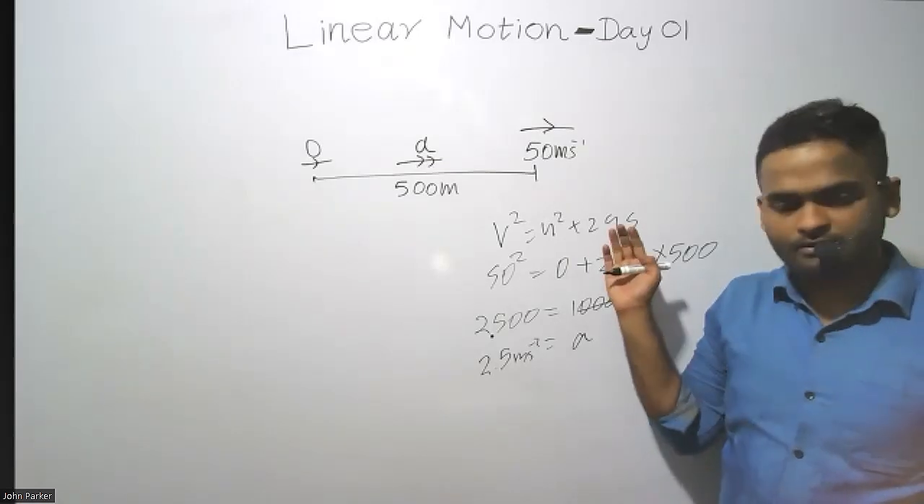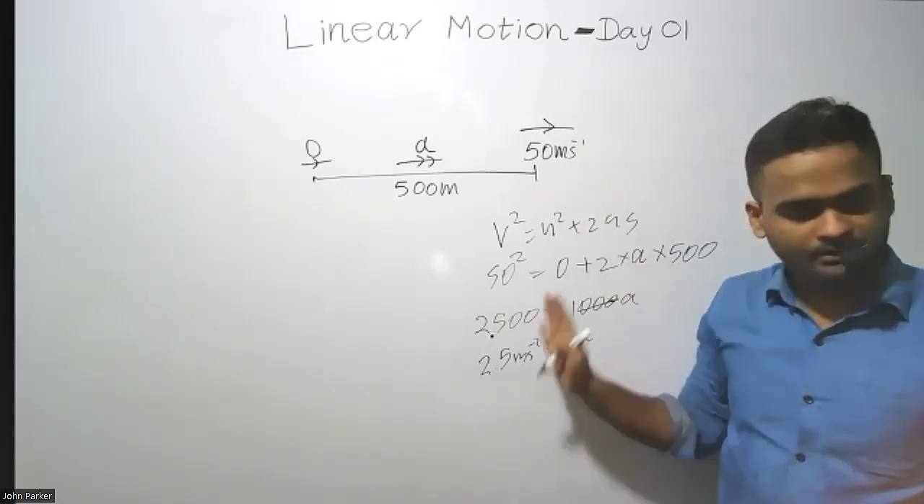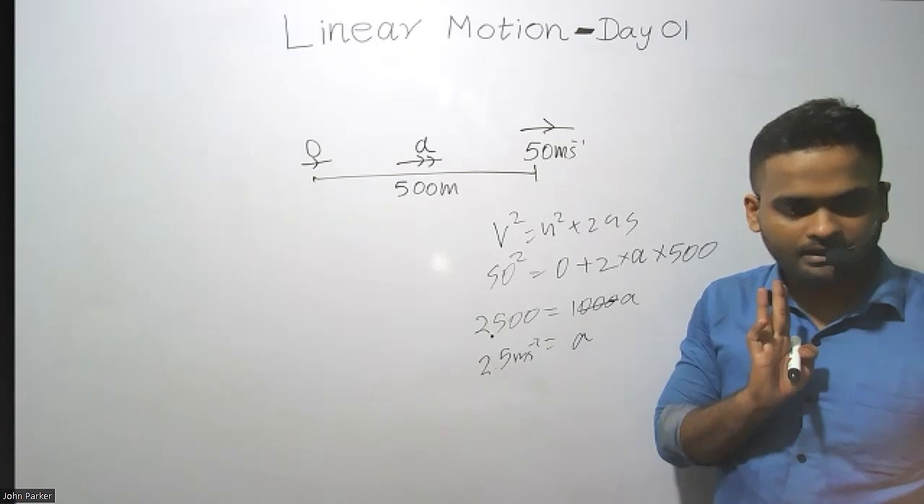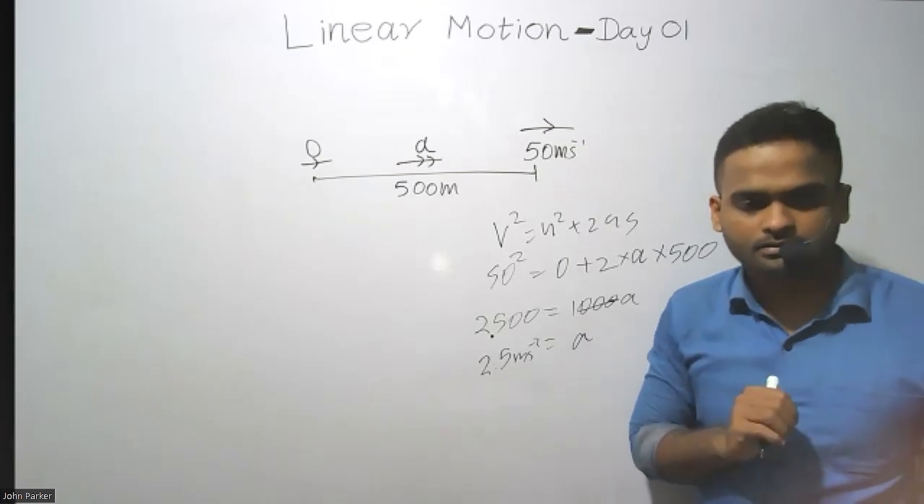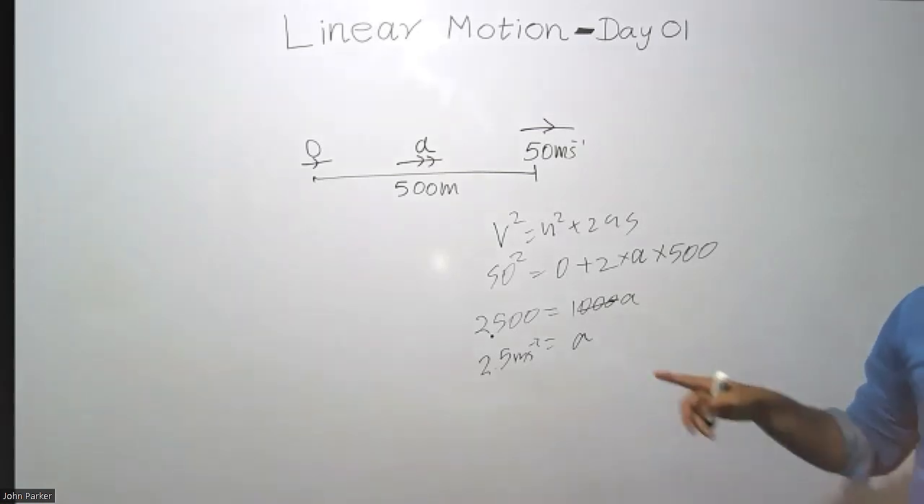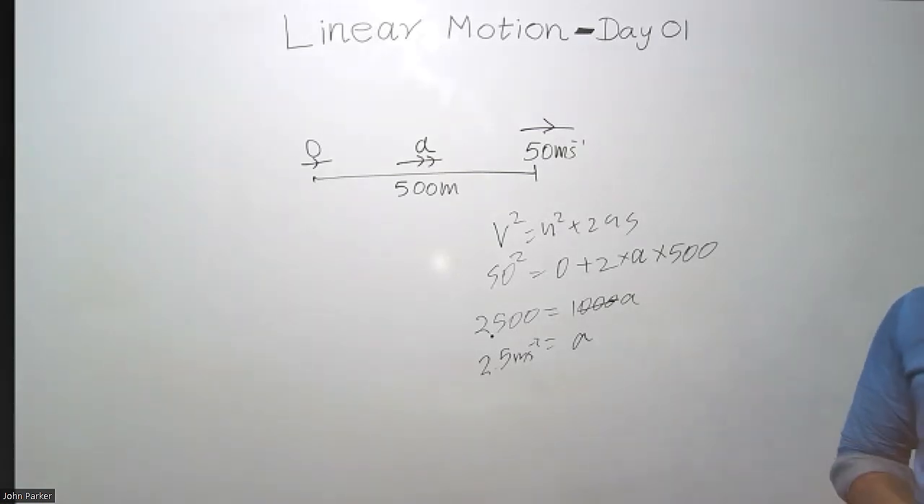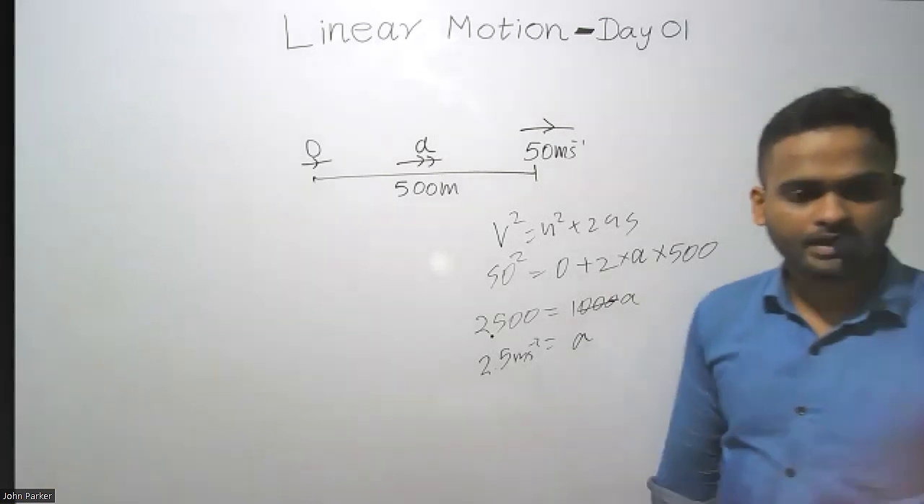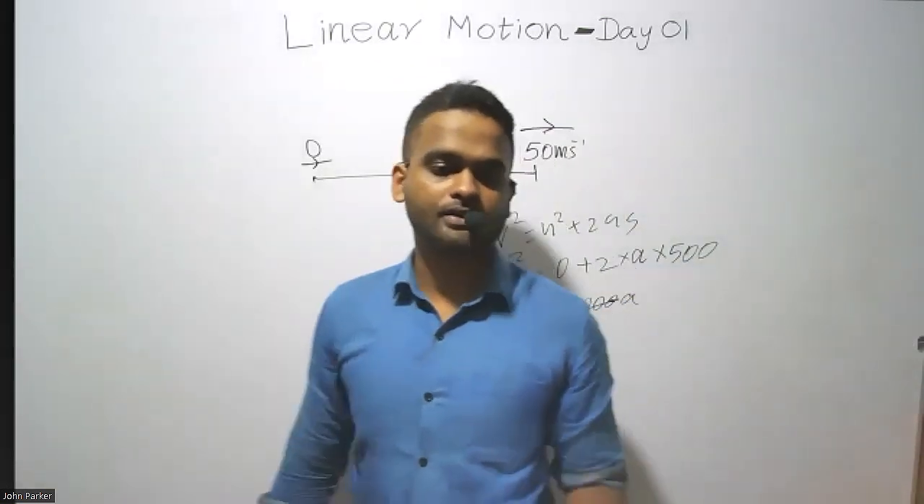Just ask me even if you have problems in these simplifications as well, right? You have to clear all the doubts. Okay. So the answer is 2.5 meters per square second. Okay. Then try the seventh question.